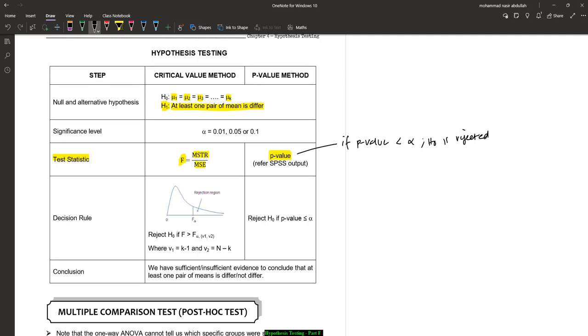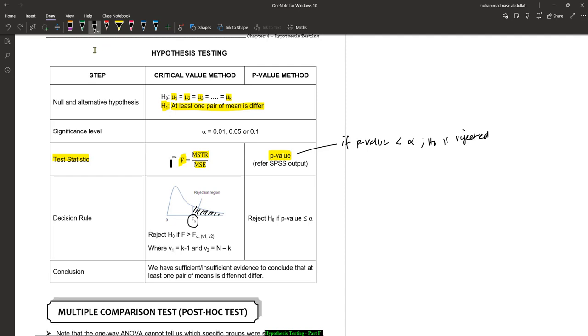That is the simple rule for p-value, always the same. But for critical region, same as the previous step, we need to find the critical value and then we highlight the rejection region. If the F calculated lies under the rejection region, then the null hypothesis is rejected. Okay, so we can conclude based on the accepted hypothesis. If you accept the null hypothesis, we conclude based on the null hypothesis. If you reject the null hypothesis, we conclude based on the alternative hypothesis.